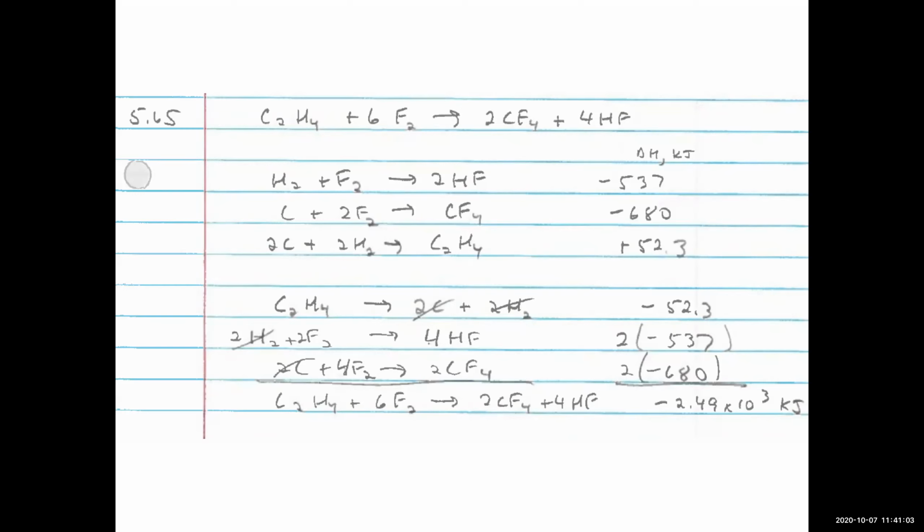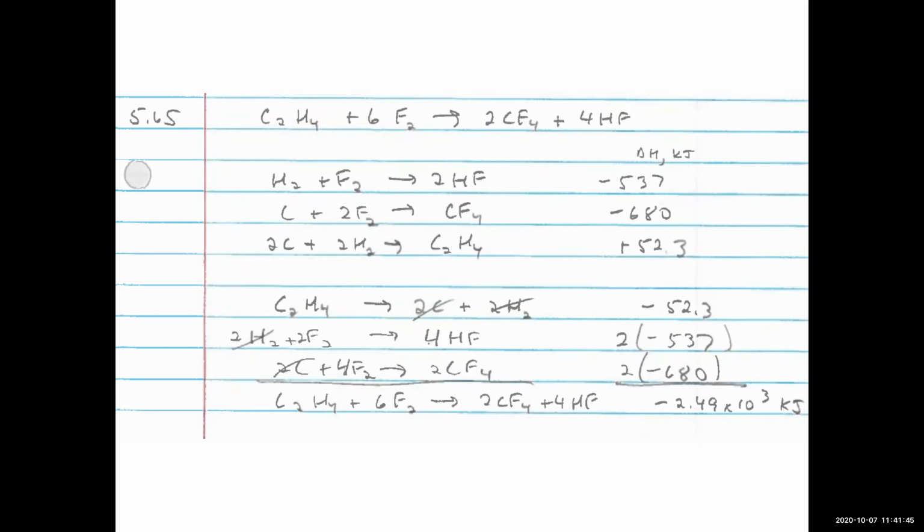So then what we can do is go over here to the right and use our delta H values to calculate an overall delta H for this reaction. The first one, the C2H4 going to 2C plus 2H2, we talked about that. Because we flipped that around from how it was written when we got our delta H value, we keep that number at 52.3, but we change it from a positive 52.3 to a negative because we're going the other way on that reaction.